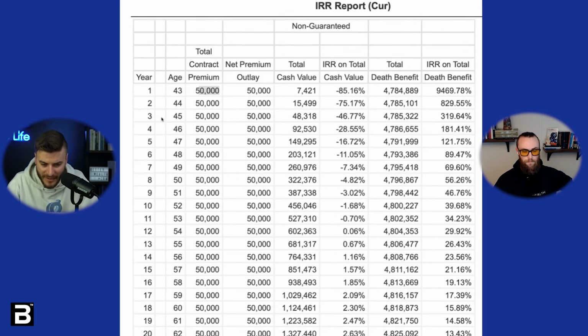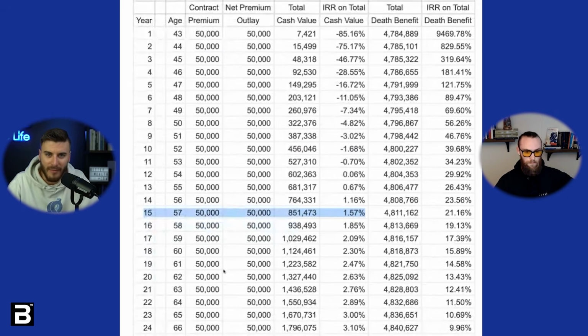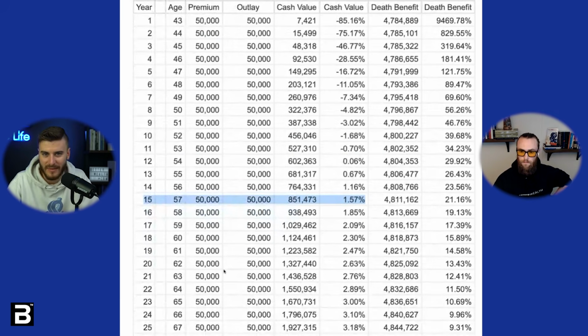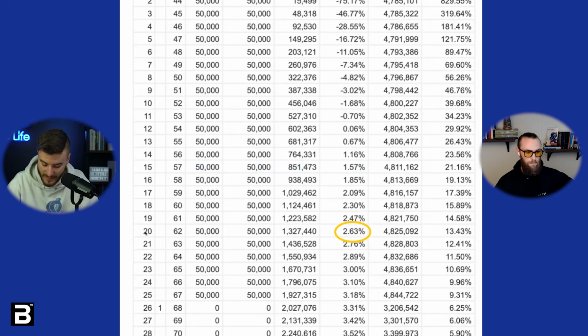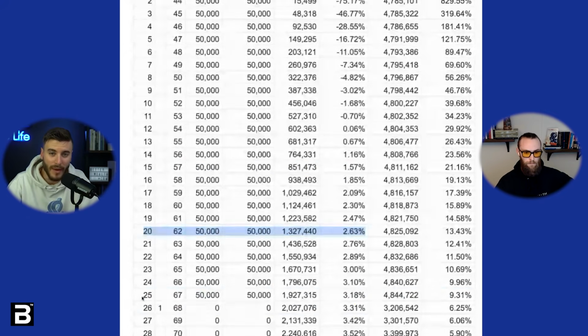It looks like at year 10, the internal rate of return's a negative 1.6%. At 15, we have a positive internal rate of return of 1.5%, which means if that money was put into a tax-free savings account over 15 years, for it to equal the same as the cash value would be, it would earn 1.5%. At 20, it's 2.6. Year 35, it's an internal rate of return of 3.18.